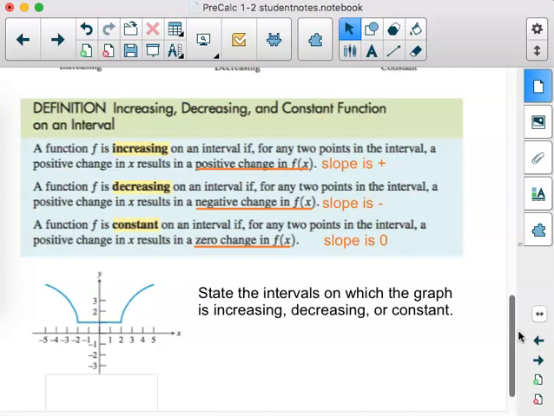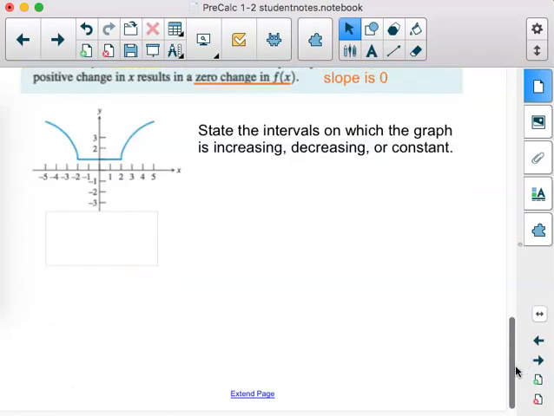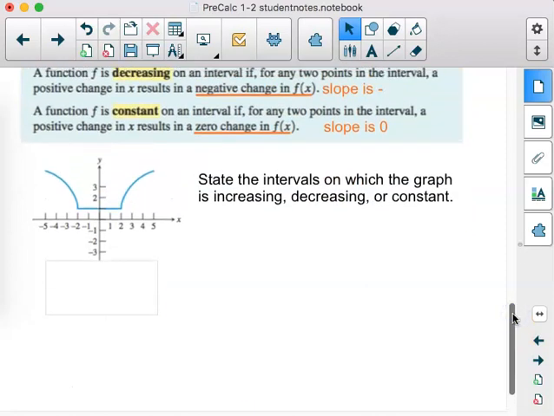If for any 2 points on the interval, a positive change in x results in no change in f of x, so horizontal, the slope is 0. So what we want to do is explain to people when we have graphs that don't look normal. We think of the normal ones as what we've studied in Algebra 2, and we get to this, and it's like, well, how does this show up? Because this is a piecewise function, is what's happening here.